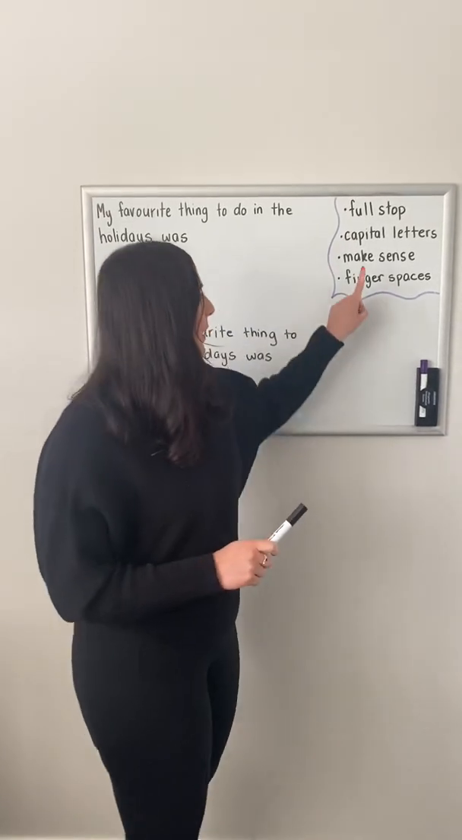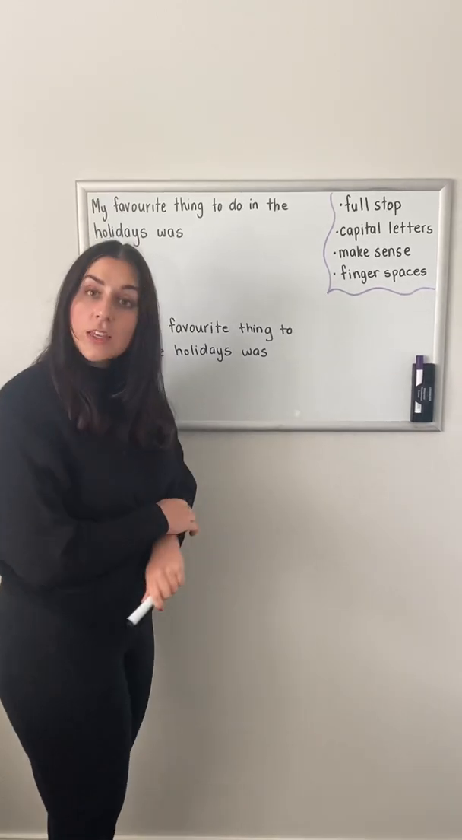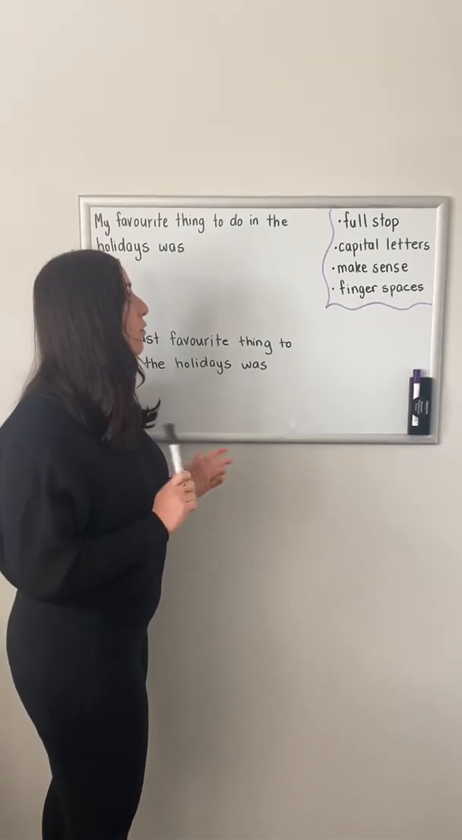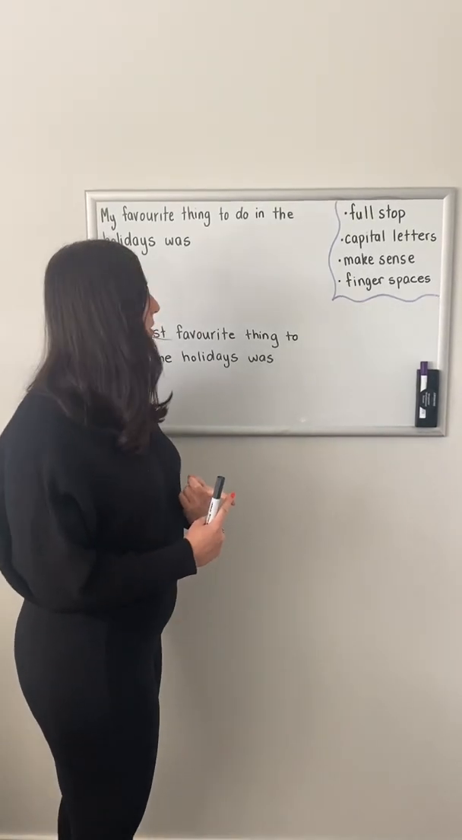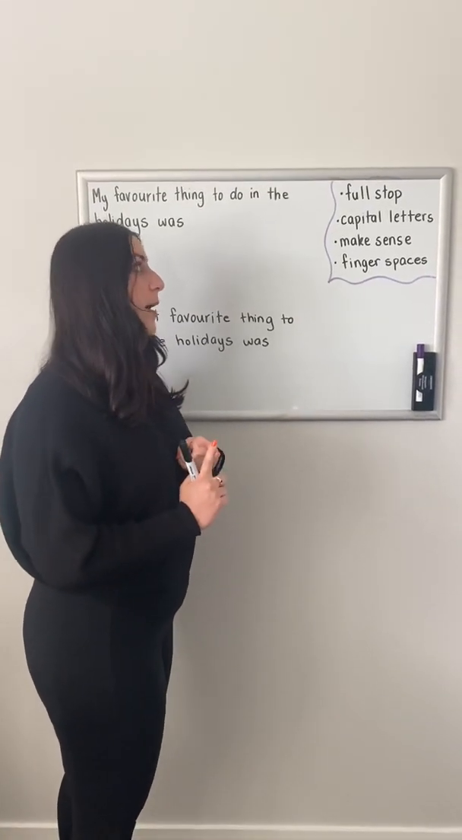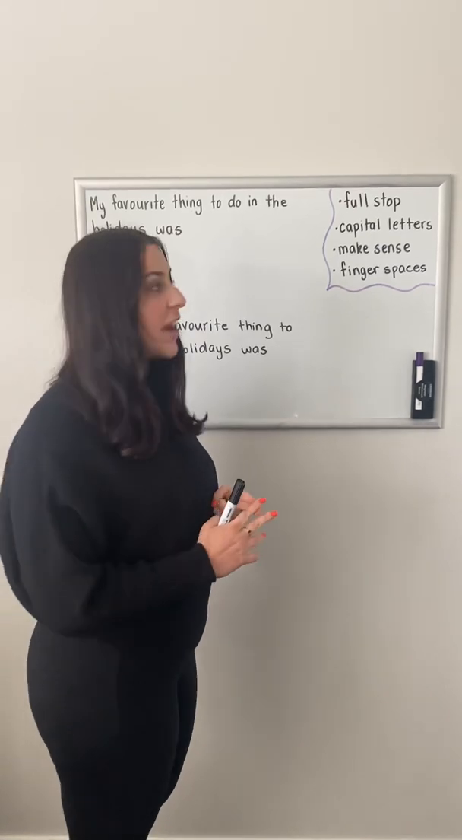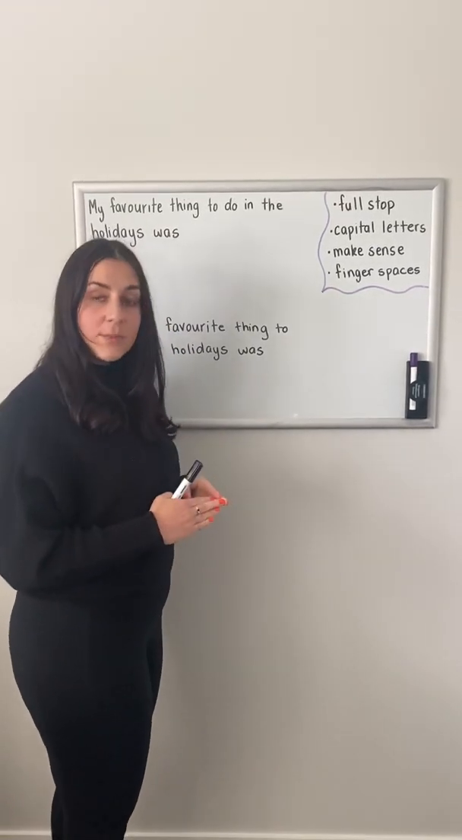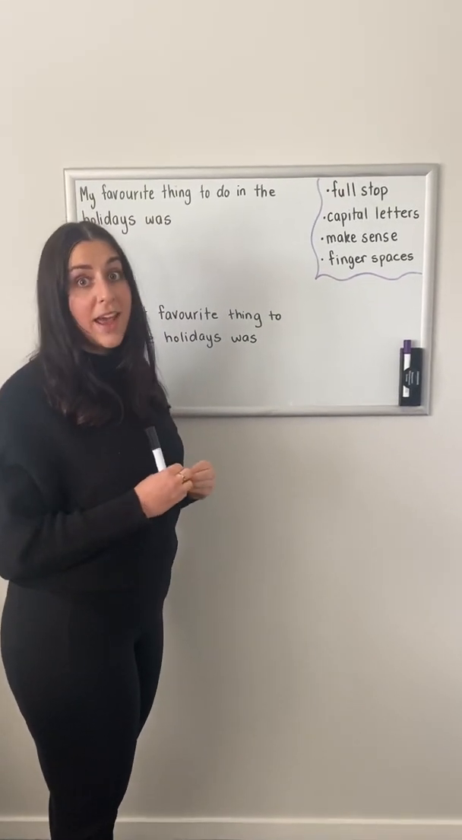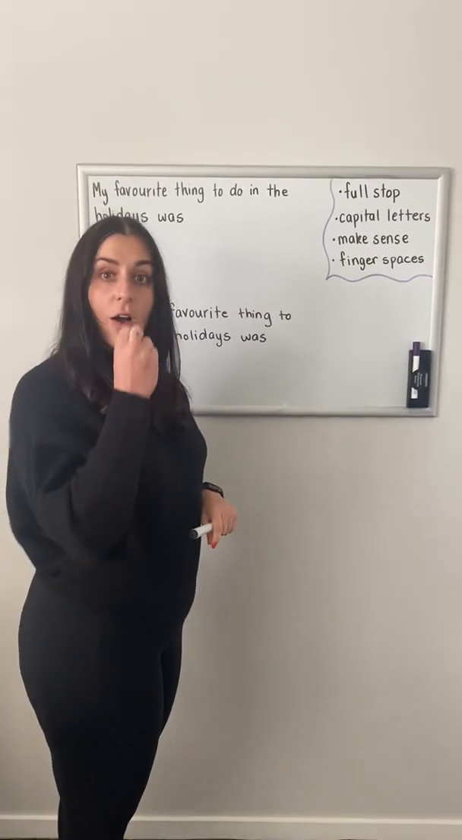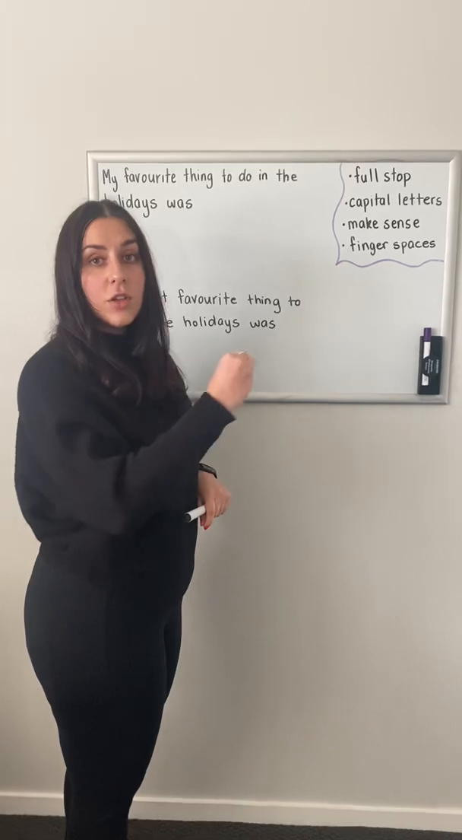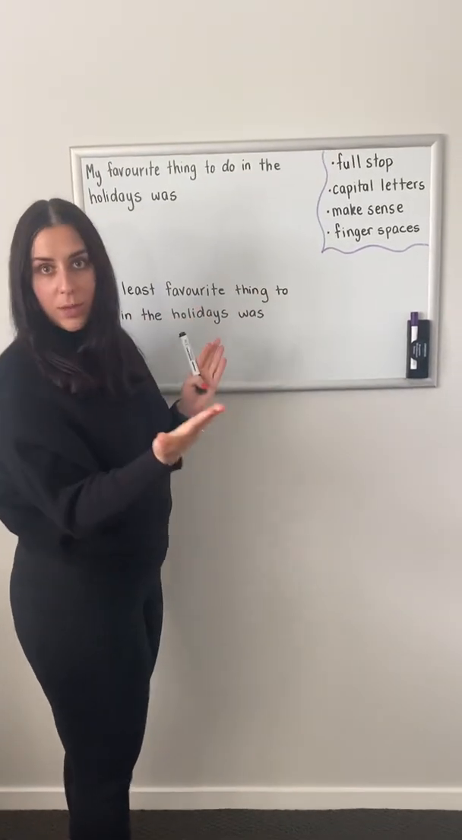Now, I've got my little criteria over here for things that we always need to make sure that we remember. Full stop or full stops if you are writing more than one sentence. Capital letter or capital letters, again, if you are writing more than one sentence. We have to make sure that we reread our writing so that it makes sense. And of course, we need to have our finger spaces so that way it doesn't look like one big word.